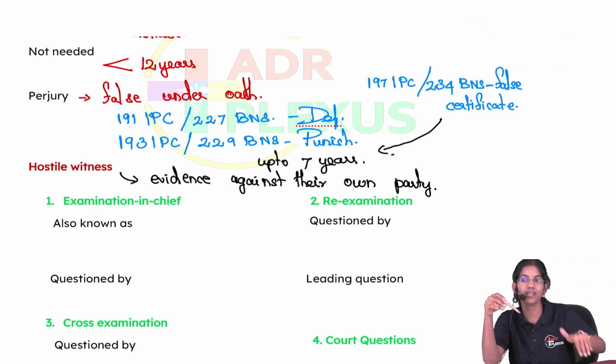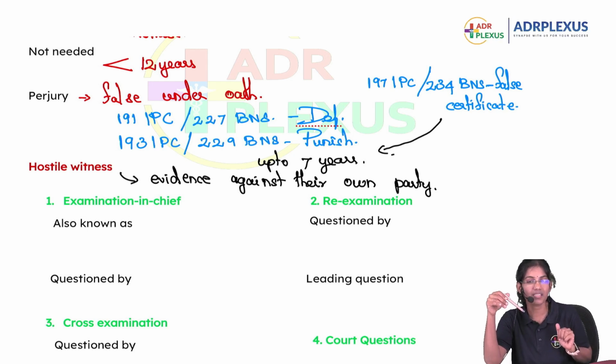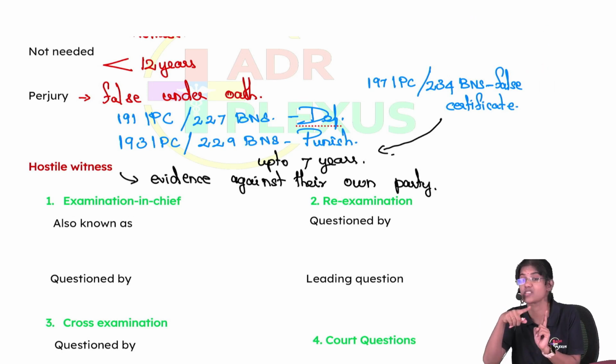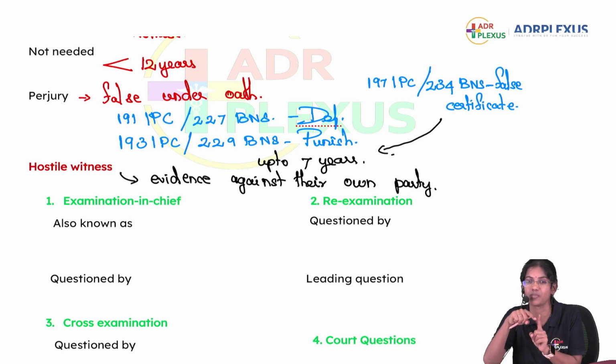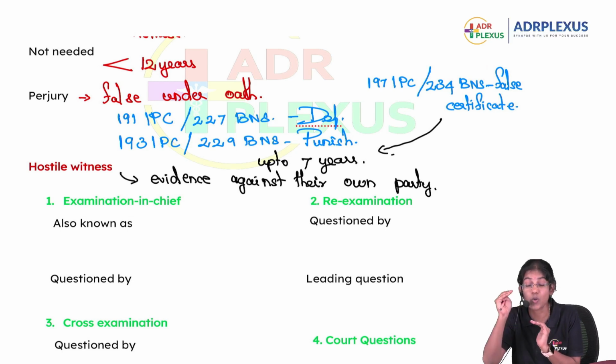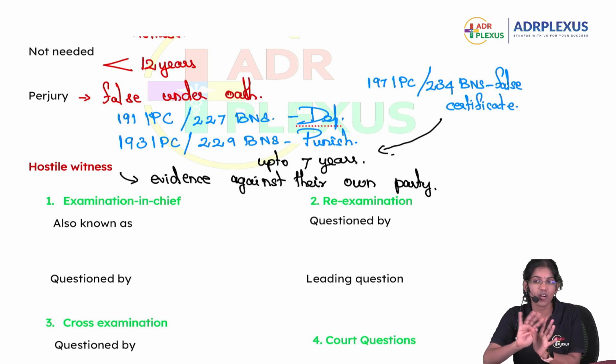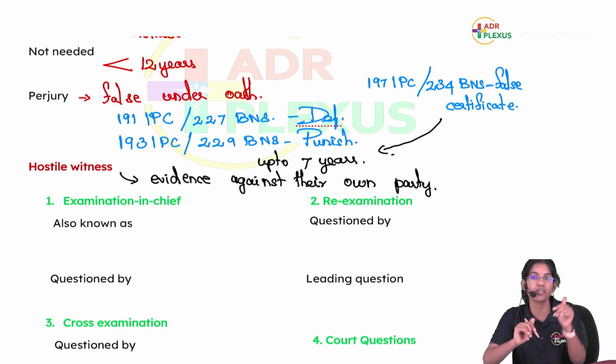Previously the defense was calling him, now the same side party was calling him. So he said, this is what has happened. He's a hostile witness now, but that doesn't mean he's perjuring. Perjuring is giving false evidence knowingly. He is not giving false evidence. He's giving the true evidence.